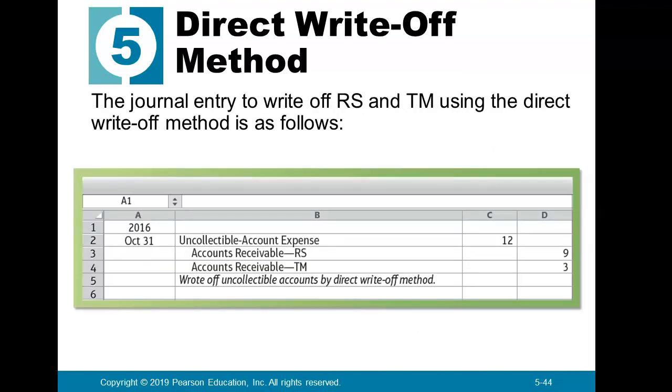And here is the entry. It's called uncollectible account expense. It's also called by terms like bad debt expense. In the end, it's the exact same thing, just different wording, but the same thing.